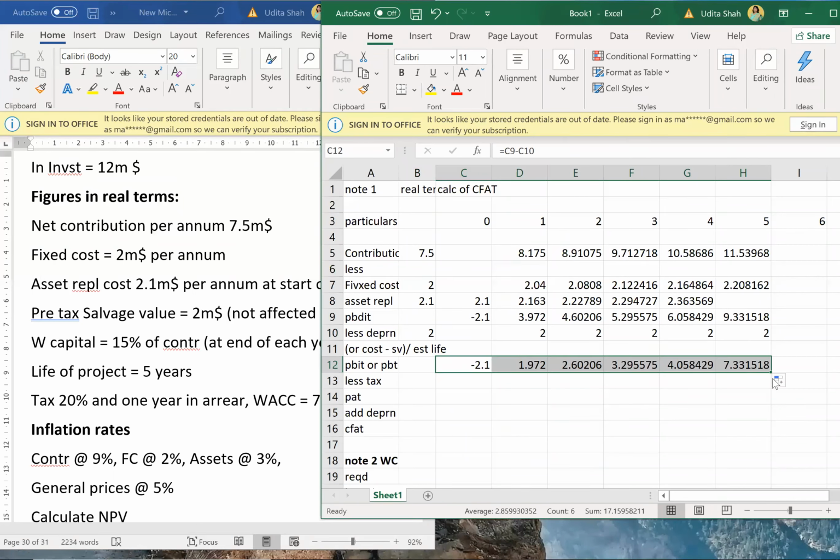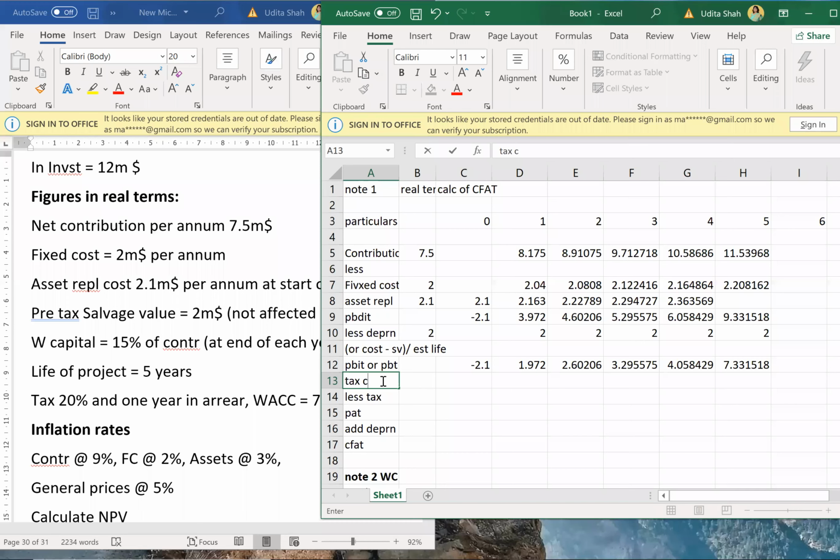So that is my PBT. Now tax. Tax is one year in arrear. So whatever tax you calculate, I'll insert one column, insert one row over here. Okay. So tax calculation first we'll write. We'll show tax calculation separately and less tax paid we'll show separately. Okay, so there is no confusion.